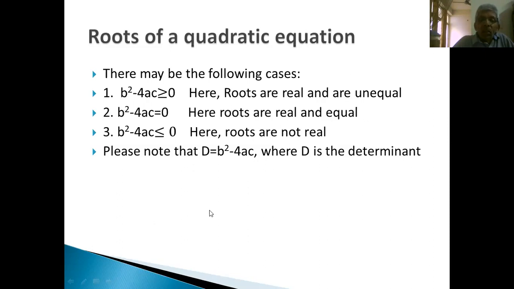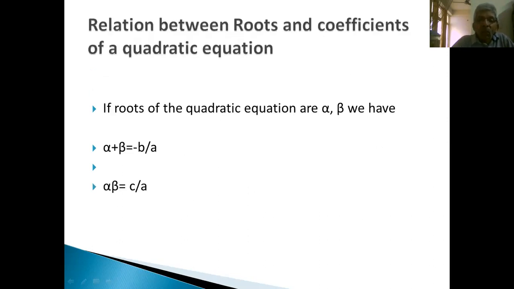As I already told you, b square minus 4ac we call D. D is the determinant. Capital D, we write it like this. D is equal to b square minus 4ac. Now supposing the roots of the quadratic equation are alpha and beta, then we have alpha plus beta equal to minus b by a, and alpha beta equal to c by a. We'll see how.